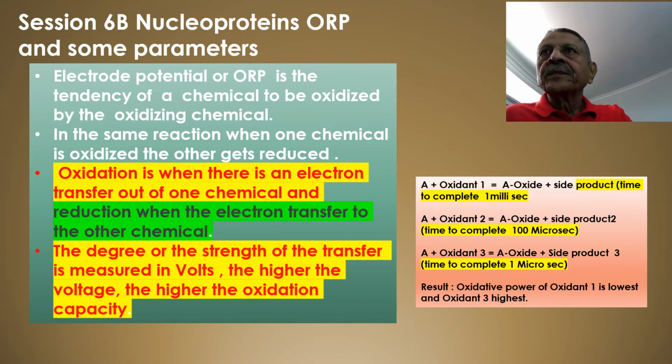Now let us take an oxidant 2, which also reacts with A to form A oxide plus side product 2, and the time to complete this is 100 microseconds. This is about 1/10 of the time taken for the oxidant 1 to react. Now let's take oxidant 3, for example. If it reacts with A to form A oxide, and the time to complete is only 1 microsecond, this means the oxidative power of oxidant 1 is lowest and that of oxidant 3 the highest. So if you translate it into ORPs, or electric potentials, you find that the electric potential of oxidant 3 is higher than the electric potential of oxidant 1.